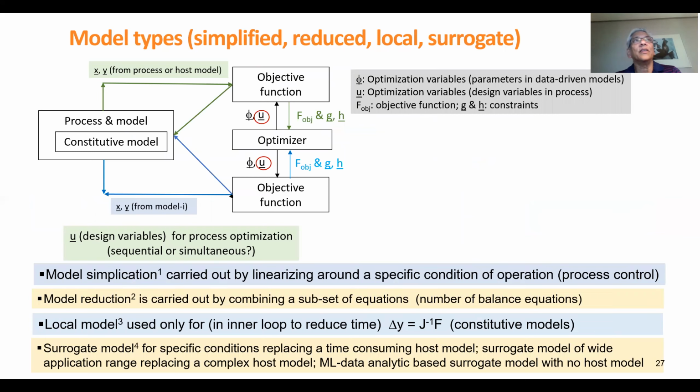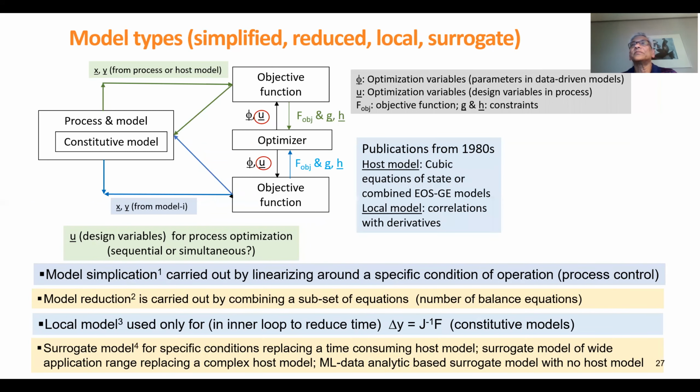I will go back again to the simplified, reduced local surrogate models. And I've explained all of this already before. So what I would suggest is the following. In the 1980s, when model simplification, reduction, and local models were very hot, what people were doing was the host model was cubic equations of state or UNIFAC or combined equation of state and Gibbs energy models. And the local model would be correlations with derivatives. So correlations and derivatives would, of course, be much faster.